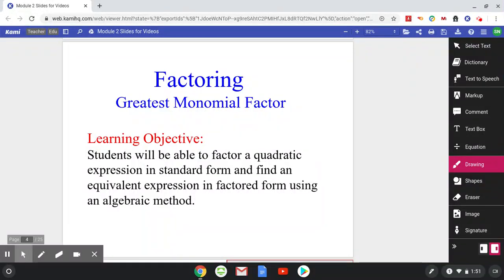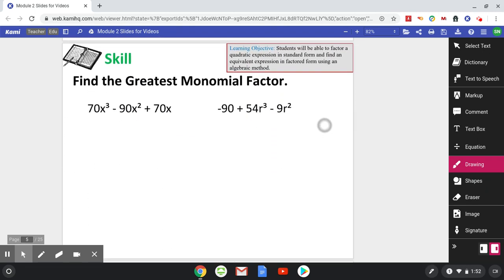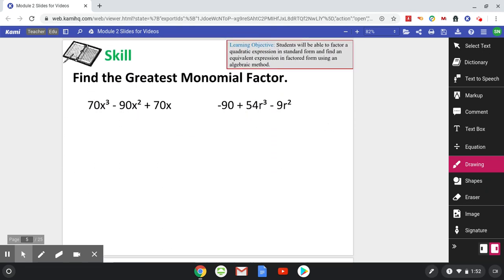Hello, in this video you will learn about factoring. More specifically, we will be finding the greatest monomial factor. We will start with the problem on the left.